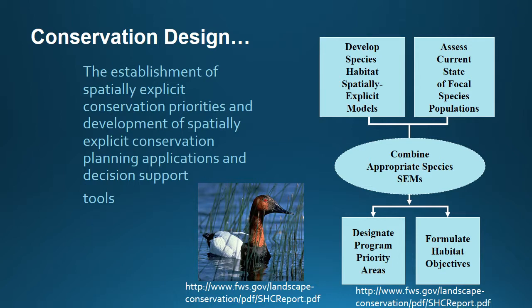The conservation design phase is based on spatially explicit conservation priorities for a region or area, and the spatially explicit conservation planning applications that are used as decision support tools. Based on the flowchart, you can see that species models are populated with current collected status and abundance information on the population. This is then combined and used to identify specific priority areas critical to the species' success and to specifically formulate habitat objectives.